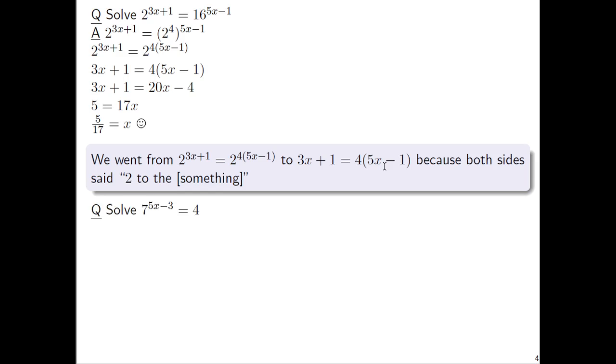Let's take a look at solving 7 to the 5x minus 3 equals 4. Now we have to use the definitional logarithm. So 7 to the power 5x minus 3 equals 4 turns into 5x minus 3 equals log base 7 of 4. Of course, if you have the two sides of the equation swapped for your first line of the answer, that's fine. So if you have log base 7 of 4 equals 5x minus 3, that's okay.